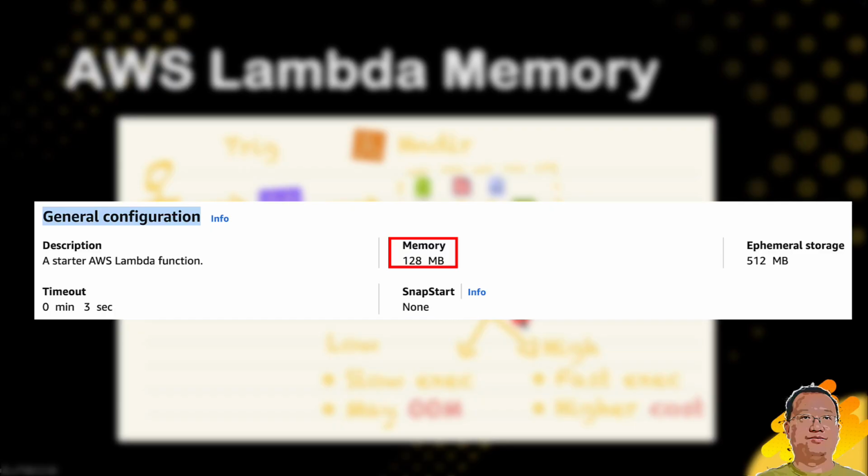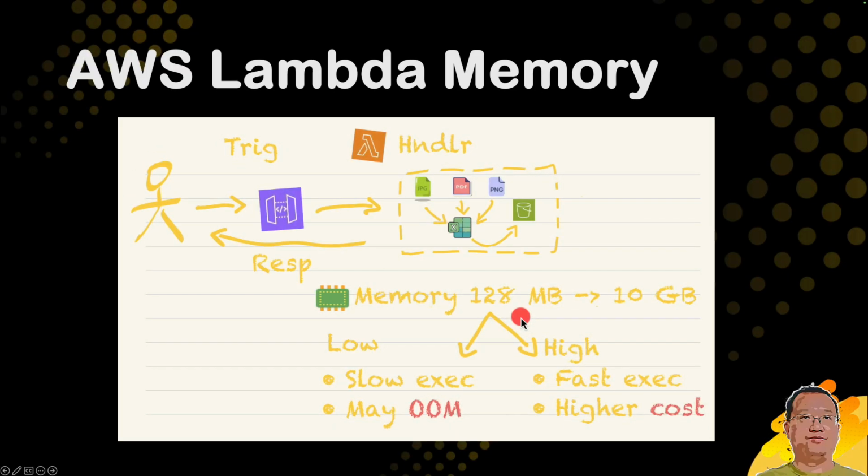When you create a Lambda function, you choose how much memory it gets, between 128 megabytes and 10 gigabytes. In Lambda, more memory also means more CPU power. Think of it like a car engine. Bigger engine, faster job done. Small engine, slower or may break down.